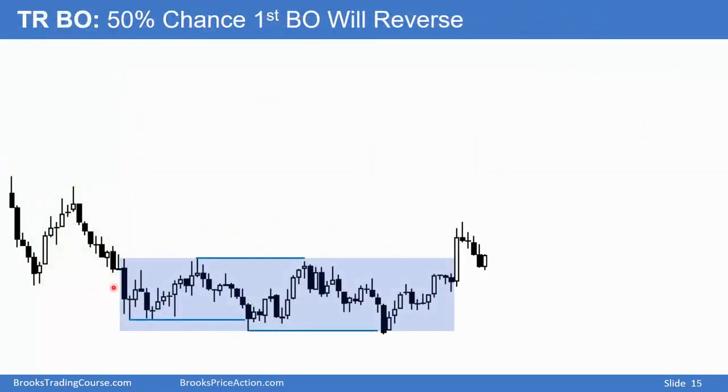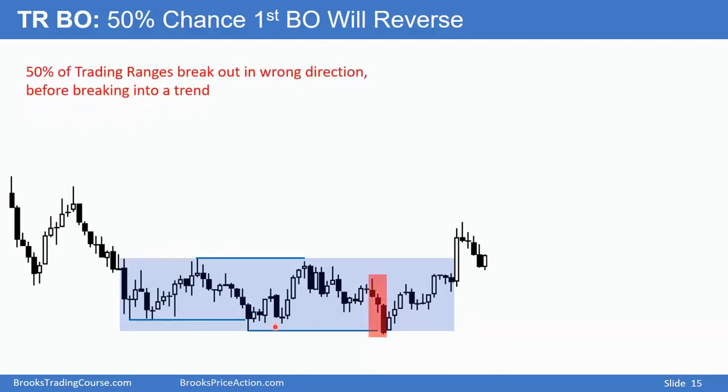We have a bear trend and then a pullback, and the pullback grew to 20 or more bars, so a trading range. 50% chance we'll get a successful bull breakout or trend reversal. 50% chance we'll get a successful trend resumption down. Also, whenever the market's in a tight trading range, it's in breakout mode, 50% chance the first breakout will fail.